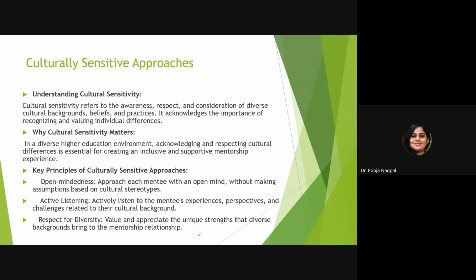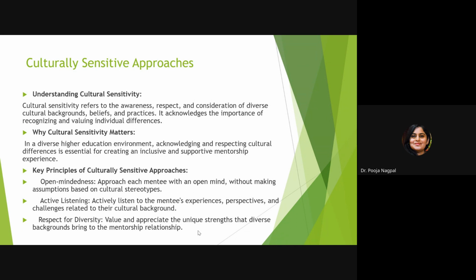Culturally sensitive approach. I've already given many examples of this, and we would like to discuss some theoretical approaches for the same. What is cultural sensitivity? It refers to the awareness, respect, and consideration of diverse cultural backgrounds, beliefs, and practices. It acknowledges the importance of recognizing and valuing individual differences. Why does it matter? Because there are so many diverse people with diverse cultural backgrounds coming to your institute, and you need to respect them all. So that is the importance of this.